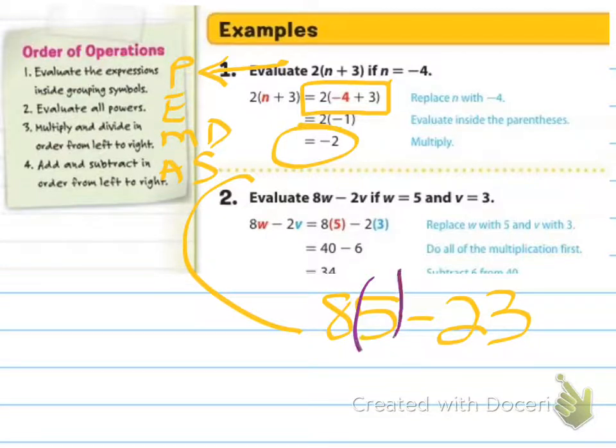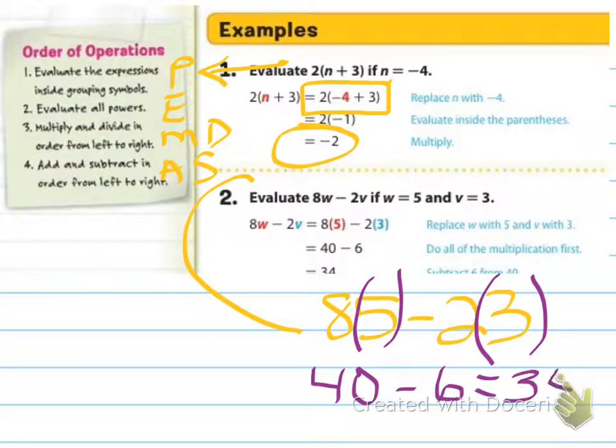It is 8 times 5 and 2 times 3. So this is going to be 40 minus 6, and 40 minus 6 is 34. But it's really important for you to remember that it's not 85 minus 23, because that's not going to be 34. It's 8 times w minus 2 times v is what we're looking at.